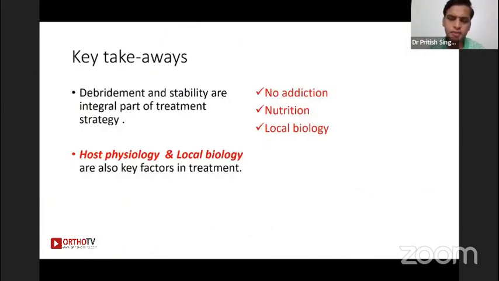So using these two cases, I wish to stress that host physiology and local biology are also key factors in treatment. Yes, debridement, stability, and ring fixation are already an integral part of treatment, but these things also play a vital role. We must care for the nutrition of the patient and local biology, and ensure that there is no addiction, smoking, or any other substance abuse.